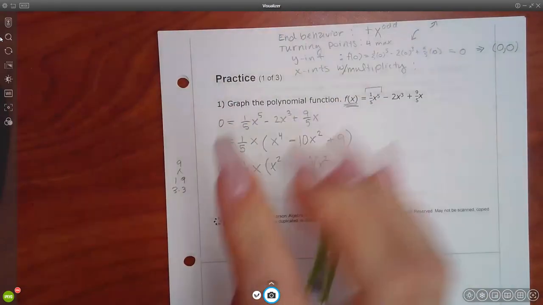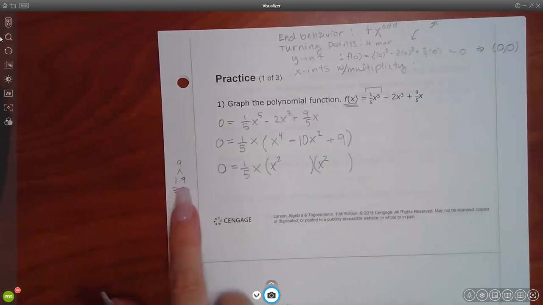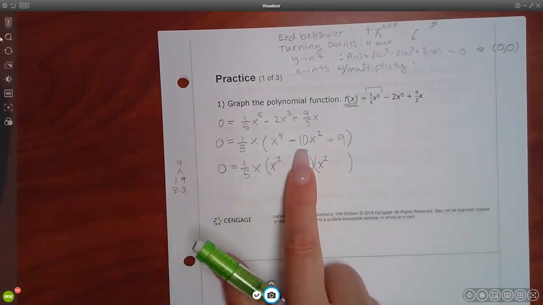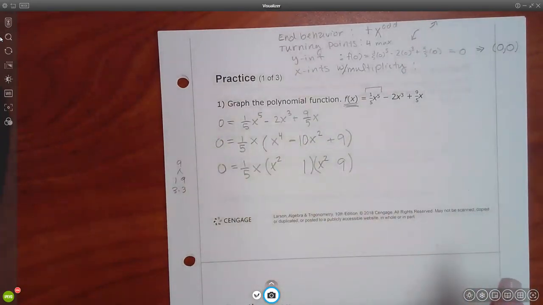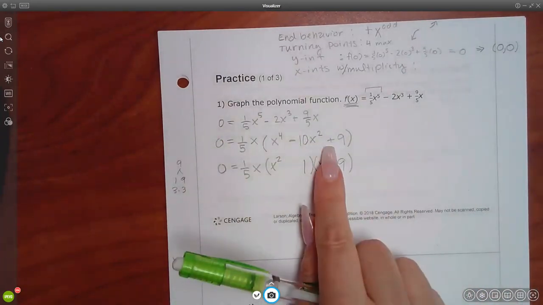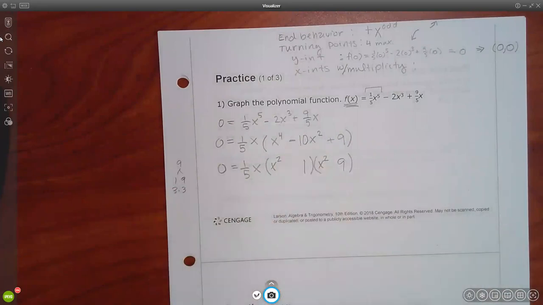Mm-hmm. That's the only pairs I have, right? We have to get the one that's going to add to give us 10. So we're going to use the 1 and the 9. And what do the signs need to be in order to get a positive 9, but a negative 10 when I combine?